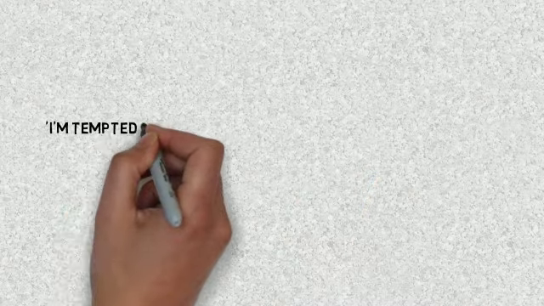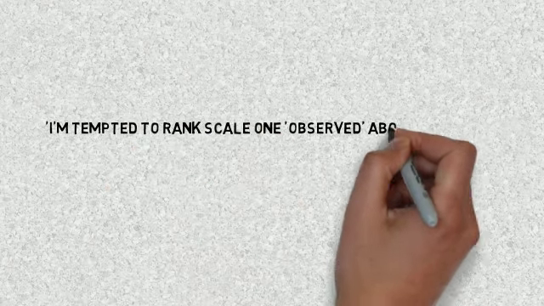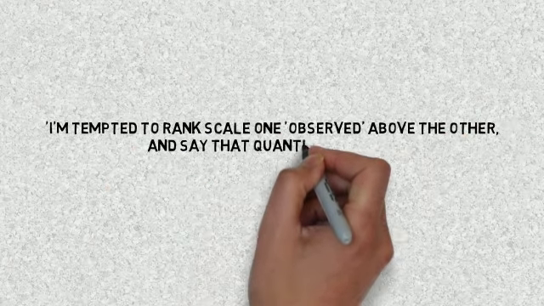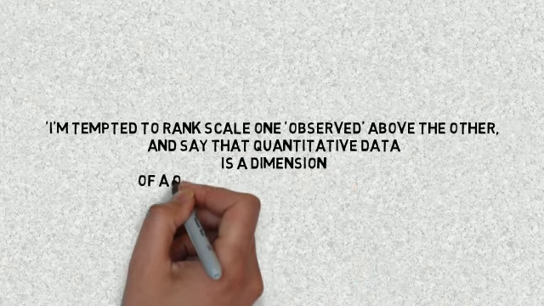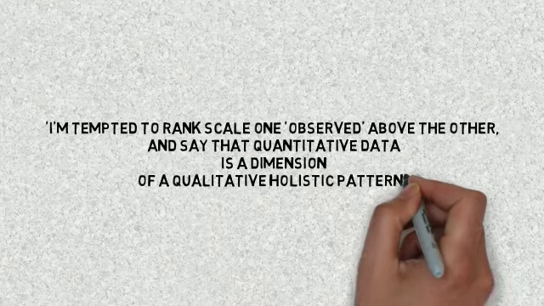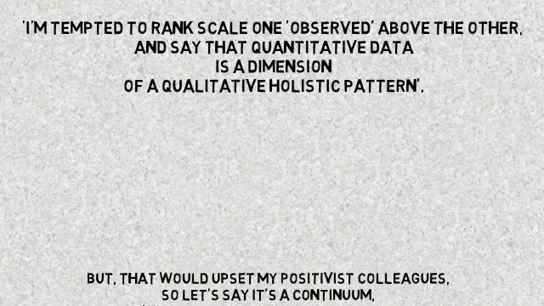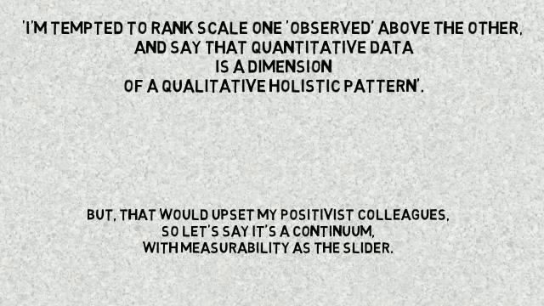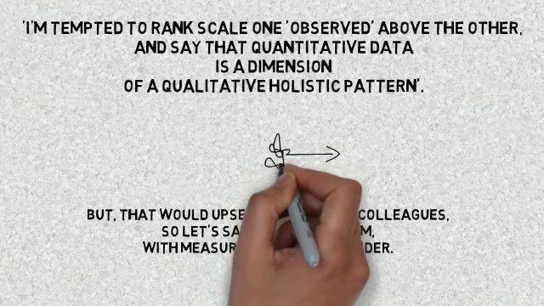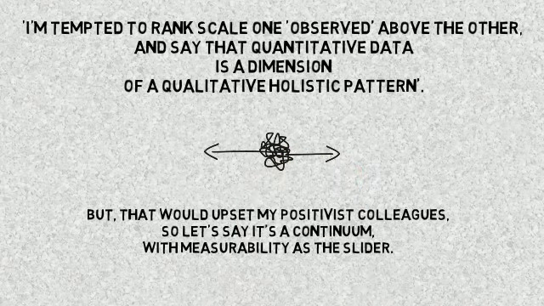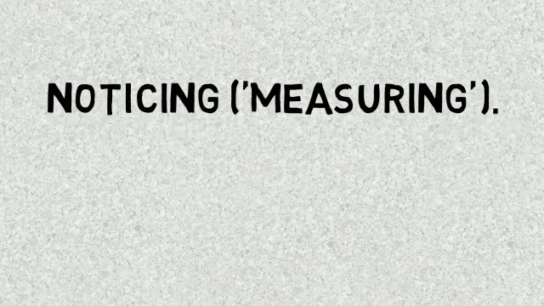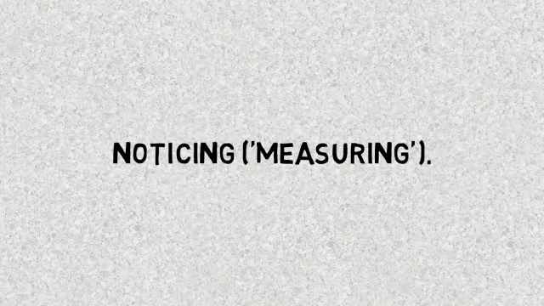I'm tempted to rank scale one observed above another and say that quantitative data is a dimension of a qualitative holistic pattern. But that would probably upset my positivist colleagues. So let's say it's a continuum with measurability as the slider. So that's noticing. What about thinking?